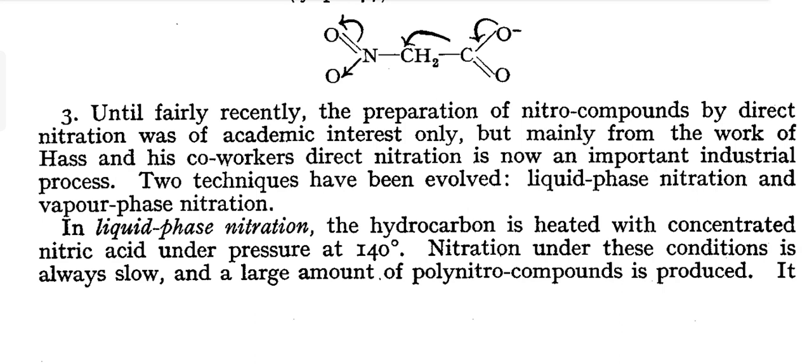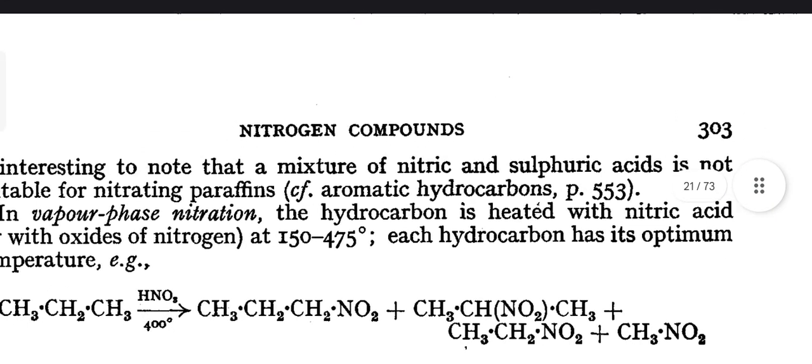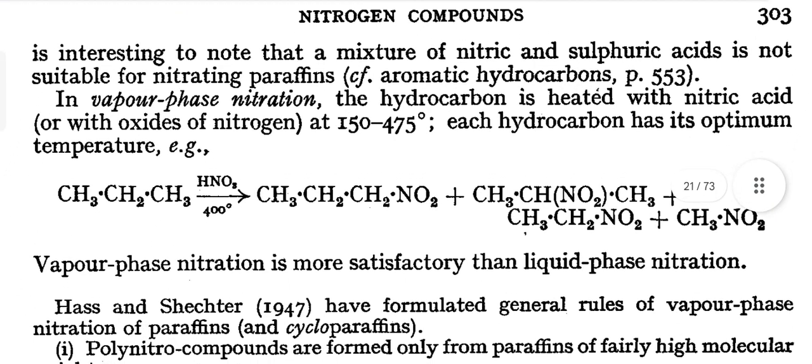In liquid phase nitration, the hydrocarbon is heated with concentrated HNO3, basically nitric acid, under pressure at 140 degrees Celsius temperature. Nitration under these conditions is always slow and a large amount of polynitro compounds is produced. It is very interesting to note that a mixture of nitric and sulfuric acids is not suitable for nitrating paraffins, as it is in aromatic hydrocarbons.